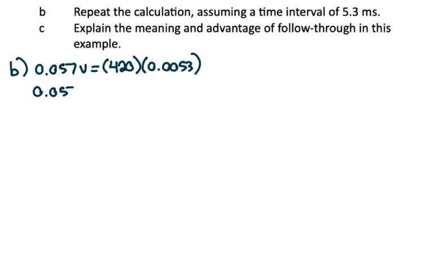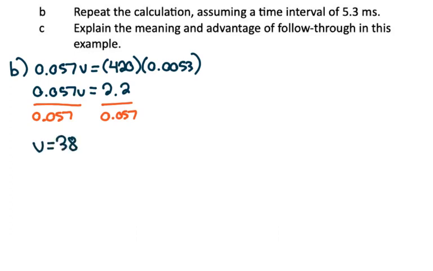Multiply out the right side. We get 2.2. Divide both sides by 0.057. And we get a speed this time of 38 meters per second.